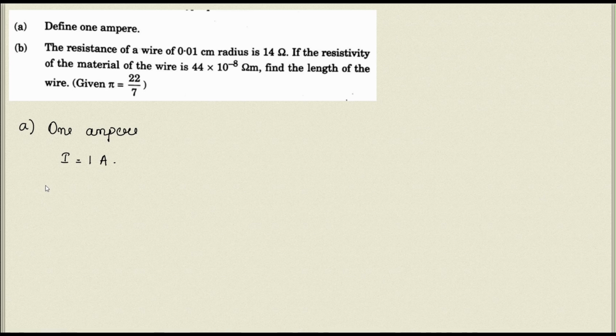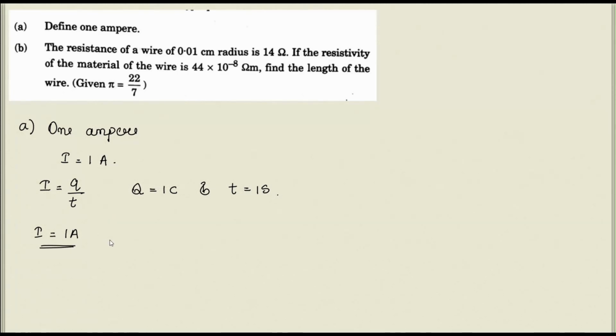If you know the relation for finding the electric current, I is equal to Q by T, that means charge by time. So, in order to get current as 1 ampere, we need the charge as 1 coulomb and time as 1 second. So the current will become 1 ampere. So how can we define 1 ampere?